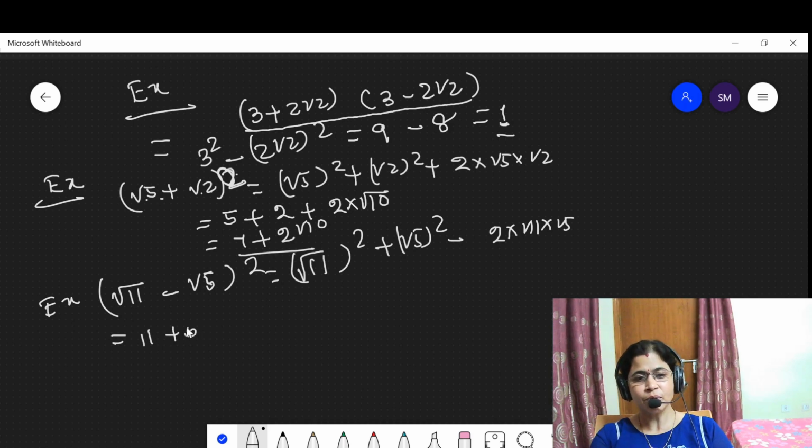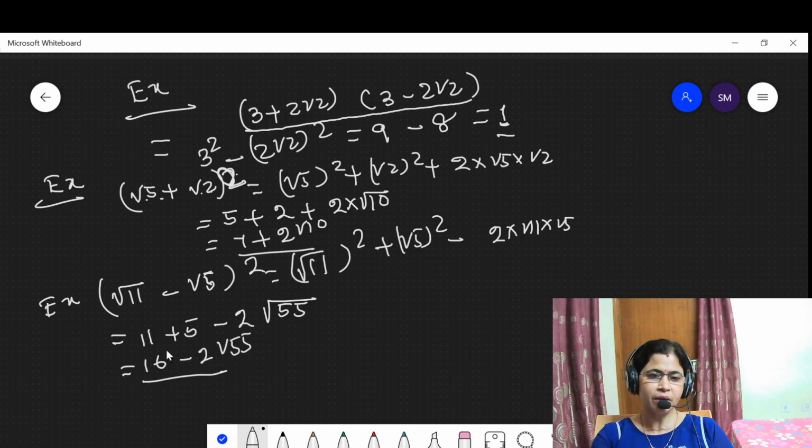Root 5 whole square is 5, minus 2 whole root of 11 into 5, that is root 55. This is equal to 16 minus 2 root 55. This is the answer of the given question. When the question says simplify, use the identities and solve it, and you get the answer.